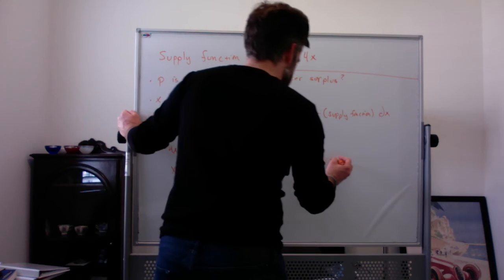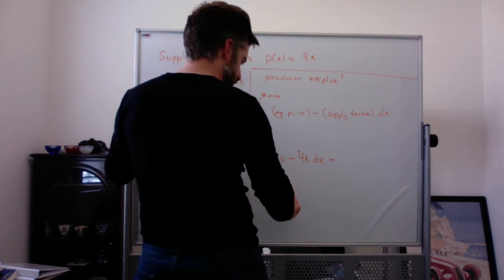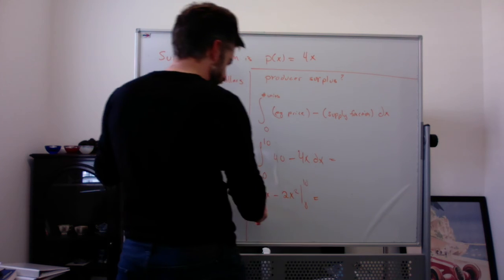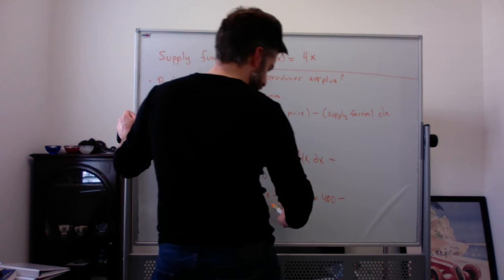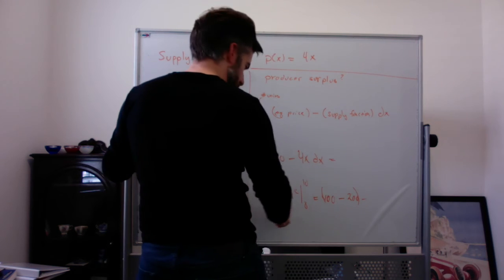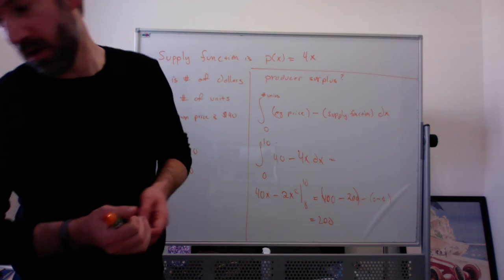So we get 40x minus 4x squared over 2, which is 2x squared, from 0 to 10. We're going to get 40 times 10 minus 2 times 10 squared, which is 200, minus 0 minus 0. So we end up getting a producer surplus of 200.